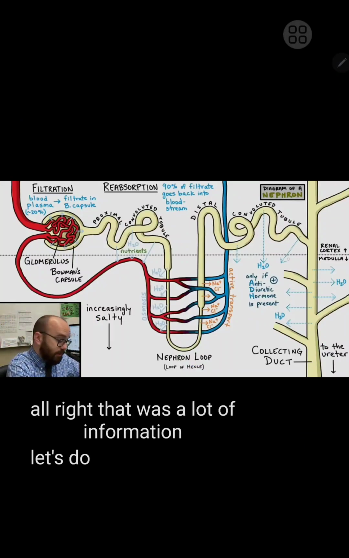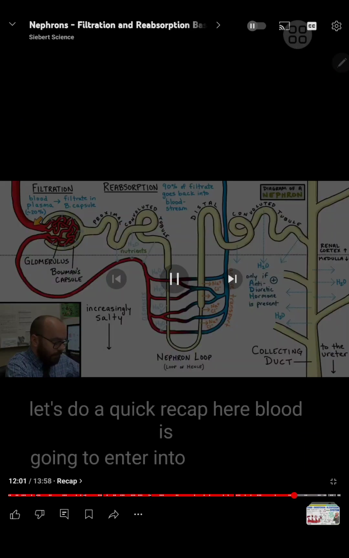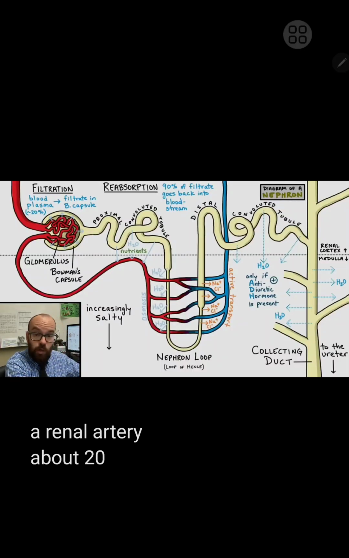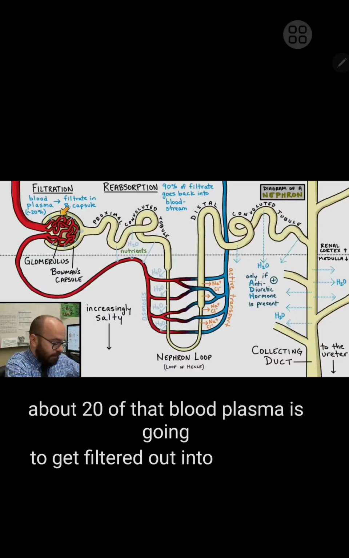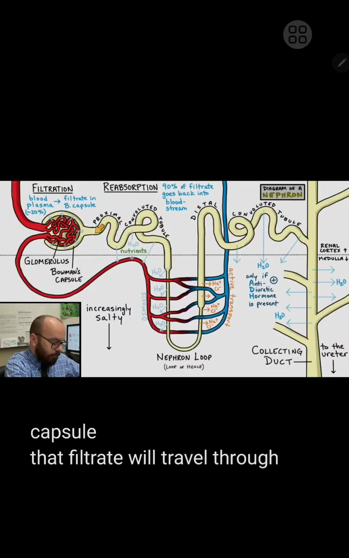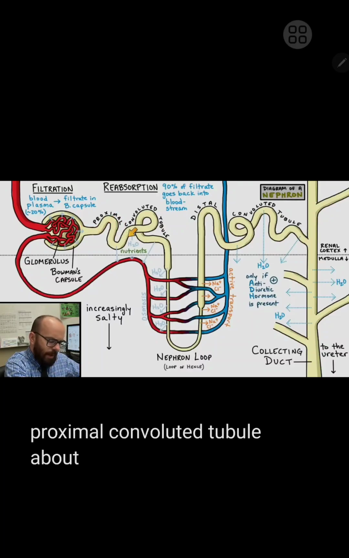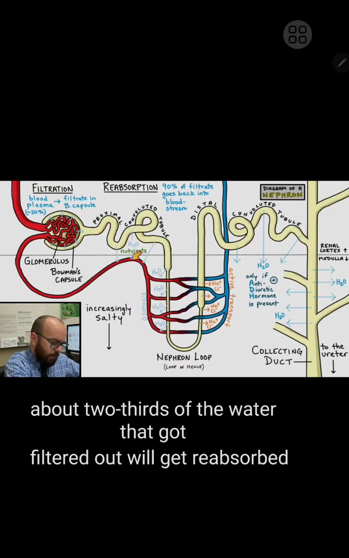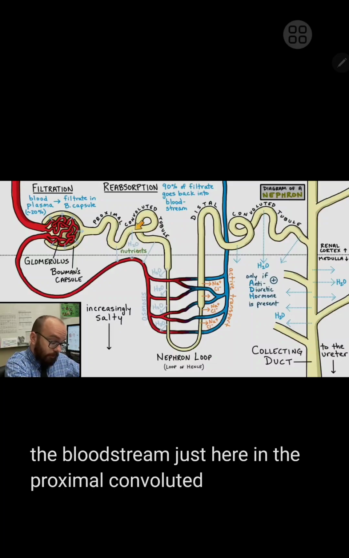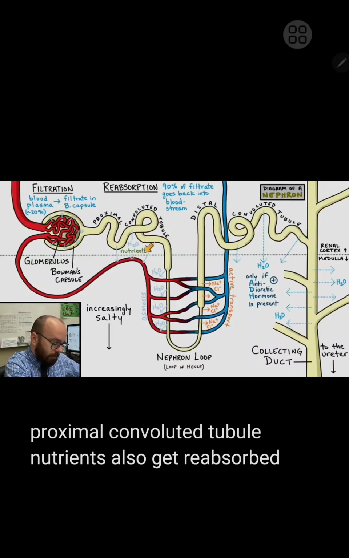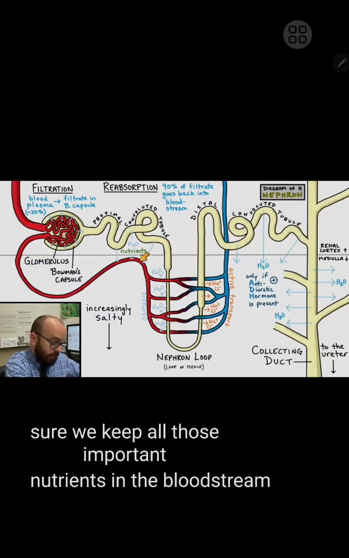All right, that was a lot of information. Let's do a quick recap here. Blood is going to enter into the glomerulus from a renal artery. About 20% of that blood plasma is going to get filtered out into the Bowman's capsule. That filtrate will travel through the proximal convoluted tubule. About 2/3 of the water that got filtered out will get reabsorbed back into the bloodstream, just here in the proximal convoluted tubule. Nutrients also get reabsorbed, so we make sure we keep all those important nutrients in the bloodstream.